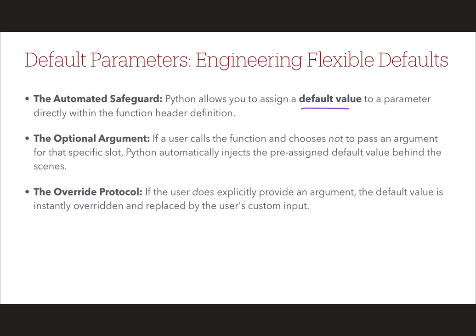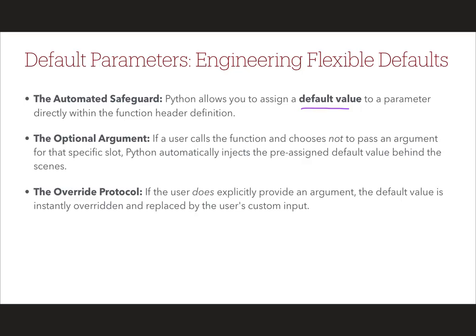Of course, there are two possibilities, okay? If a certain parameter has a default value and the user provides an argument, then this argument is used as the value of that parameter. And in that case, the default value will be discarded. But if you do not provide any argument for that parameter, then the default value is used.